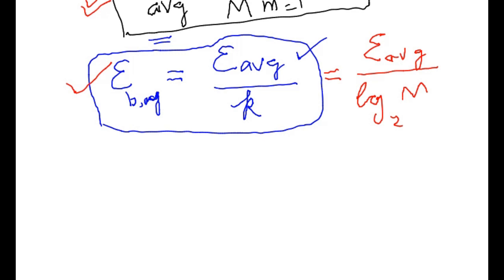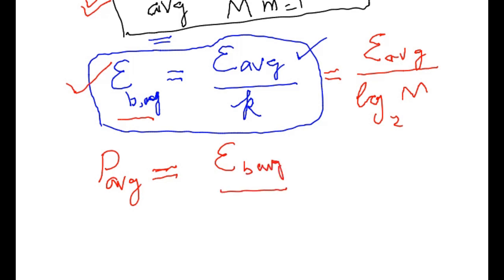I'll move to the free space. If we have this average bit energy, the energy per bit, and it takes T_b seconds, the time taken by one bit to transmit this average energy, then the average power sent by the transmitter can be written as the average bit energy over T_b. So the average power is the average energy that is transmitted in T_b seconds, over the bit interval.